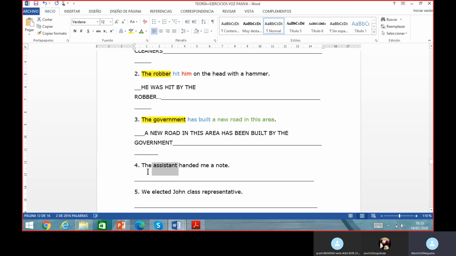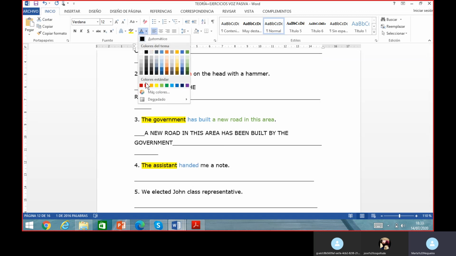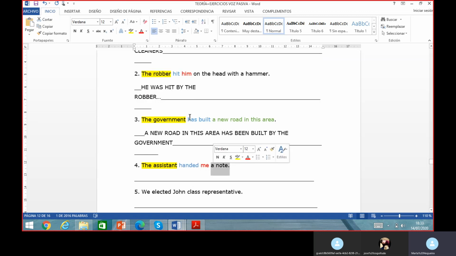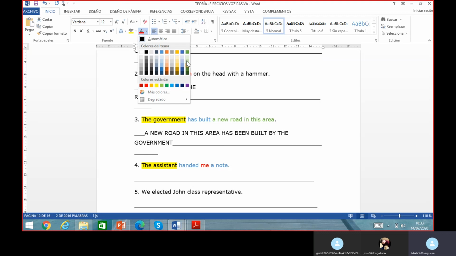Okay. Stop me if you have doubts. The assistant handed, this is the verb. Me, this is the indirect object. This is a sentence with a double object. And then we have a note, which is the direct object. Two possibilities.